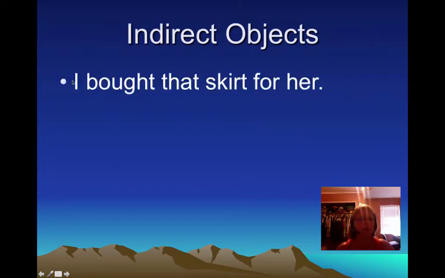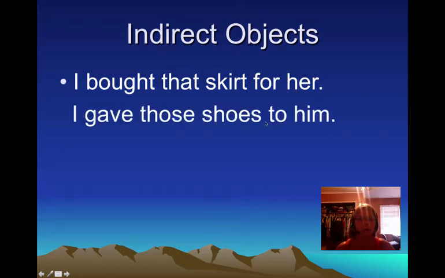Okay, por ejemplo, I bought that skirt for her. I is the subject, bought is the verb, skirt is our direct object, I bought what? For whom? Her. This is our indirect object. I gave those shoes to him. I is the subject, gave is the verb, shoes, I gave what? Shoes, so this is our direct object. To whom? To him. This is our indirect object.